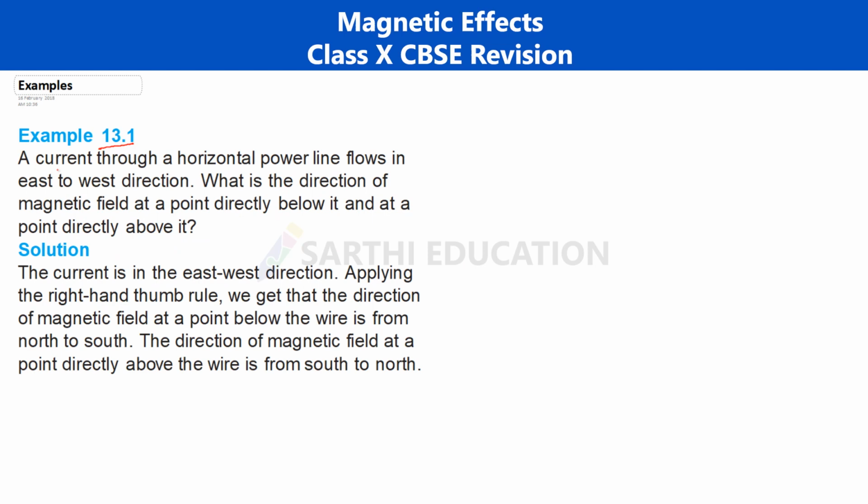Here we have a question, example 13.1. The question states that a current through a horizontal power line goes in the east to west direction. Let's draw it.